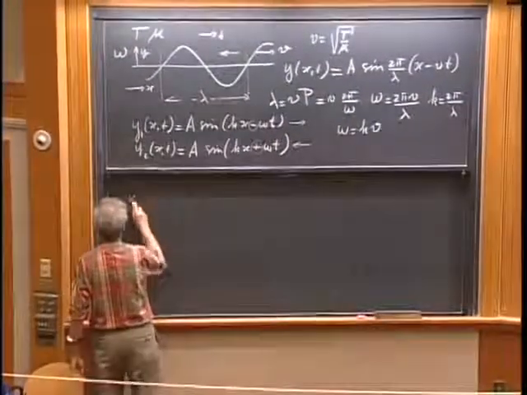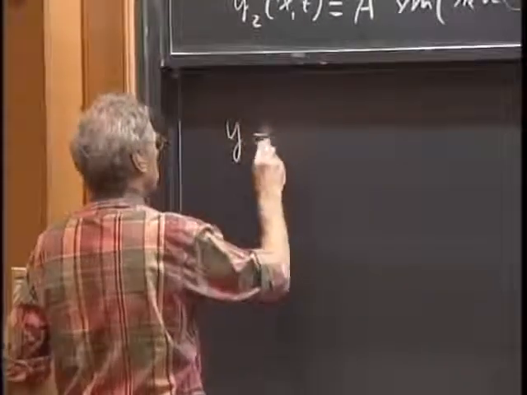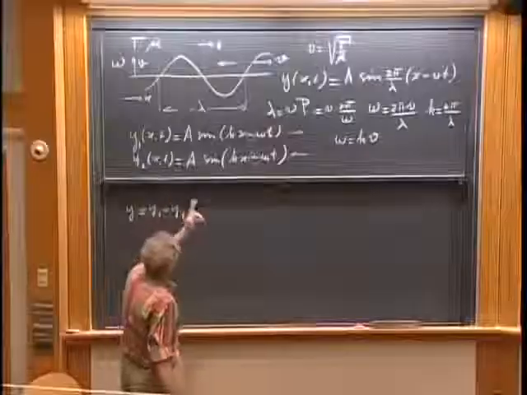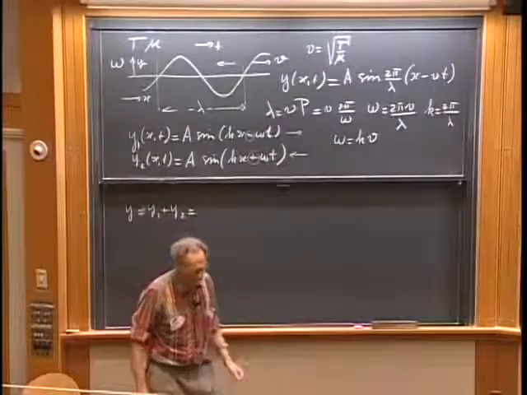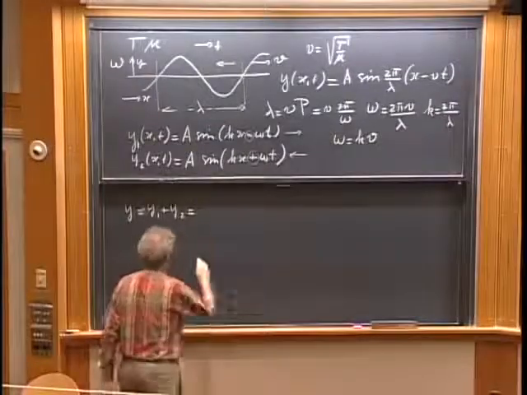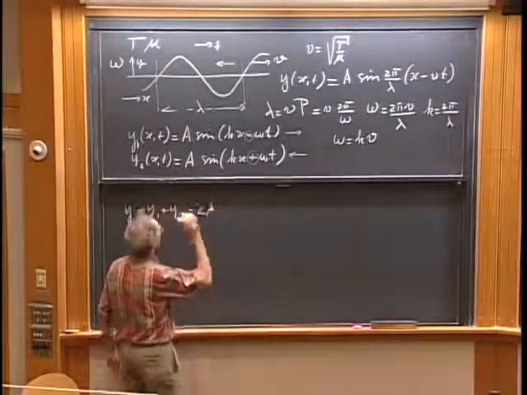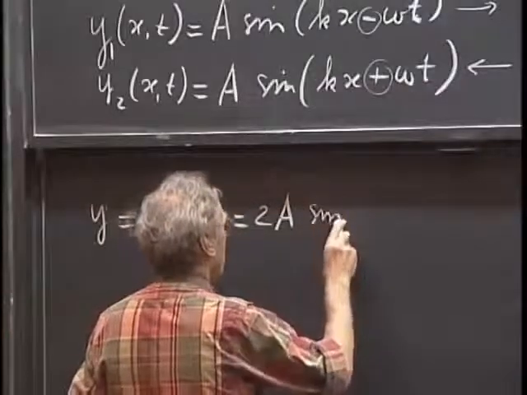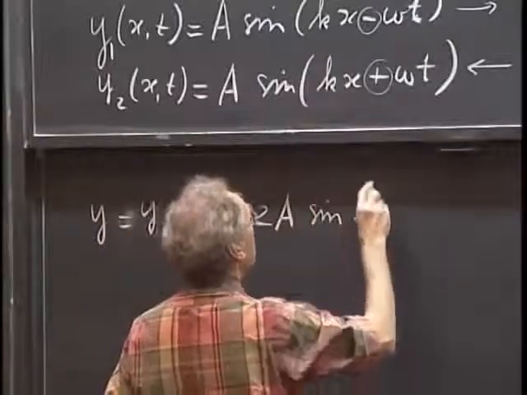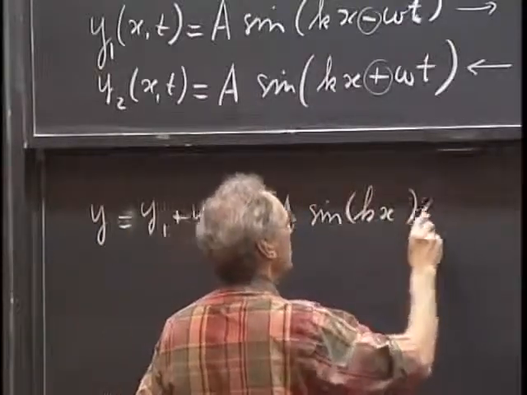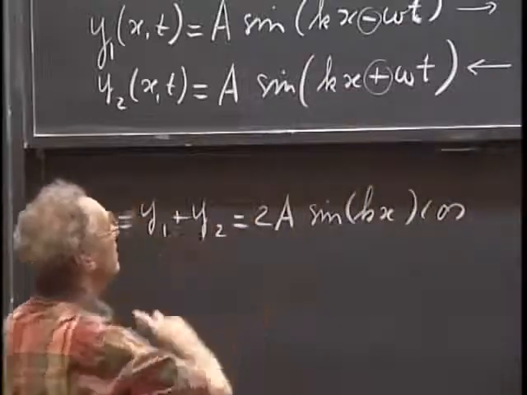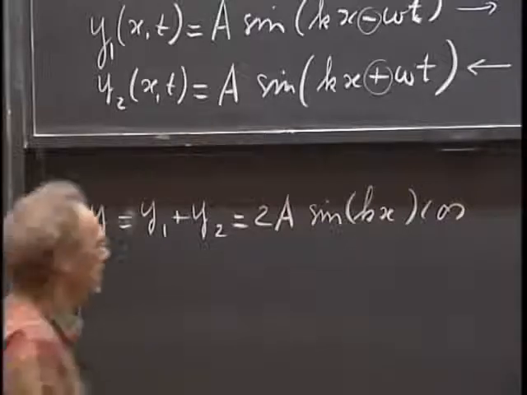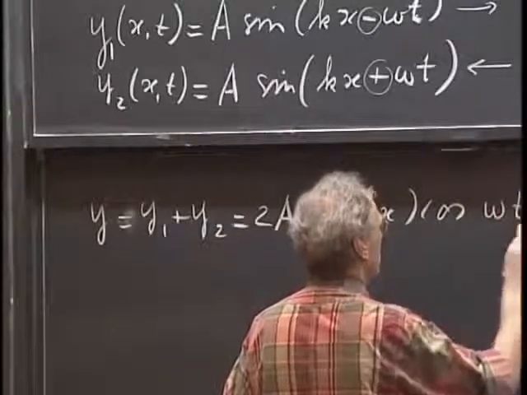And so y, which is then the total displacement, is y1 plus y2. And so I get the sine of alpha plus the sine of beta. That becomes 2A times the sine of half the sum, which is kx, times the cosine of half the difference. Half the difference would be minus omega t, but minus and plus for cosine is the same thing, so I will just write down cosine omega t.